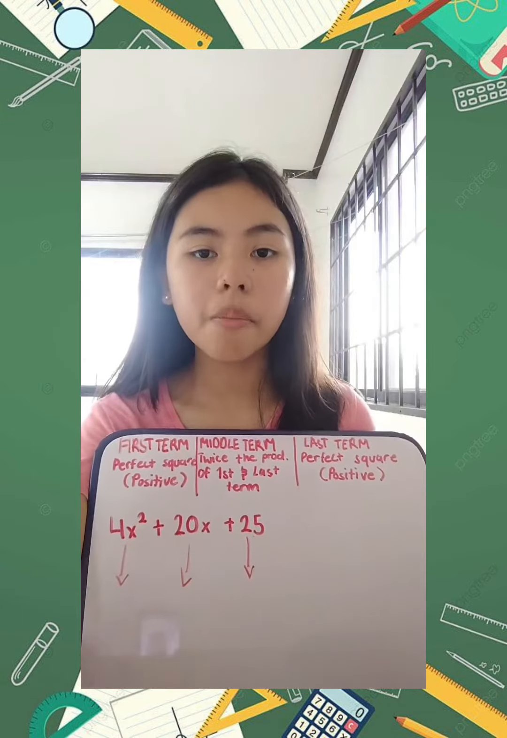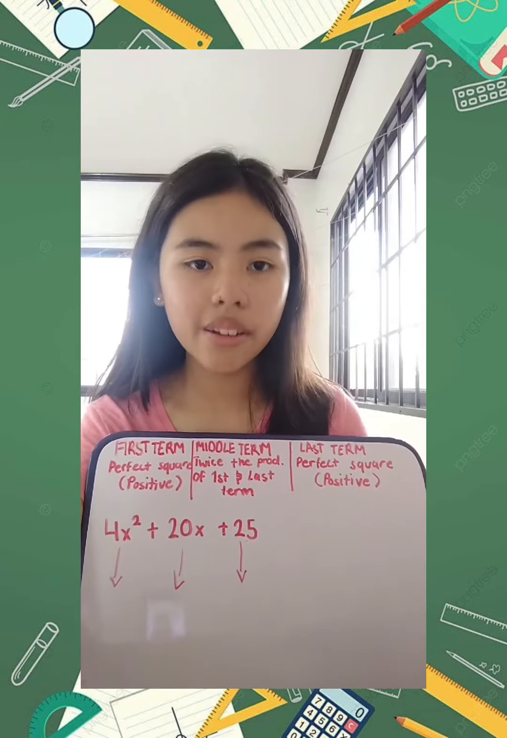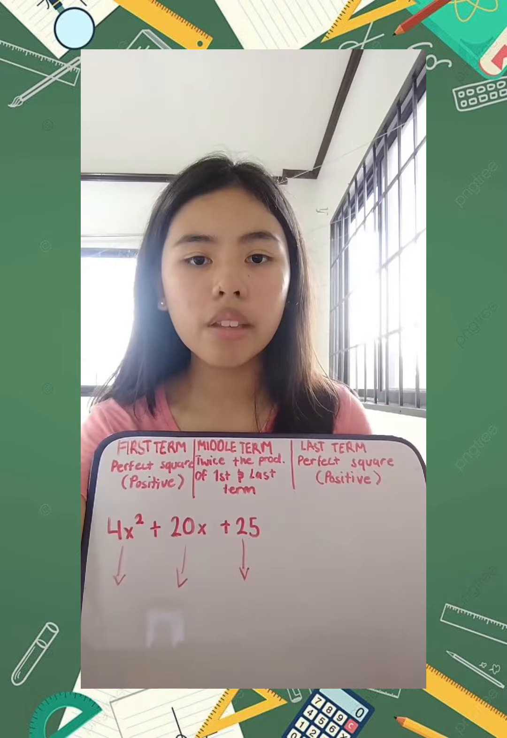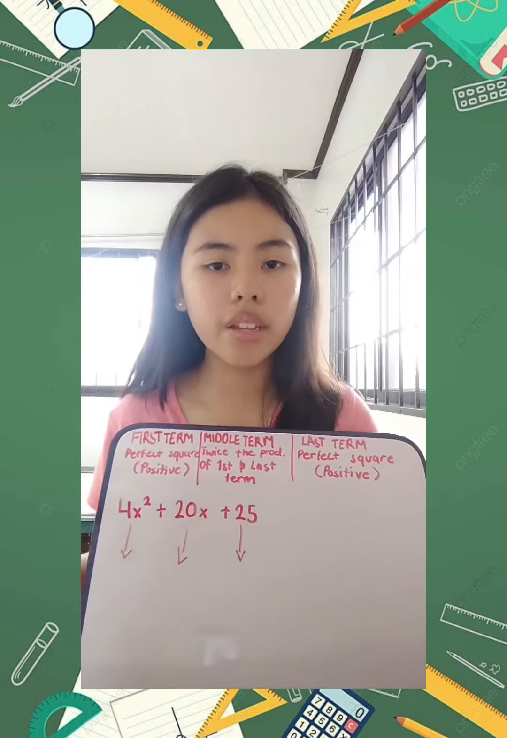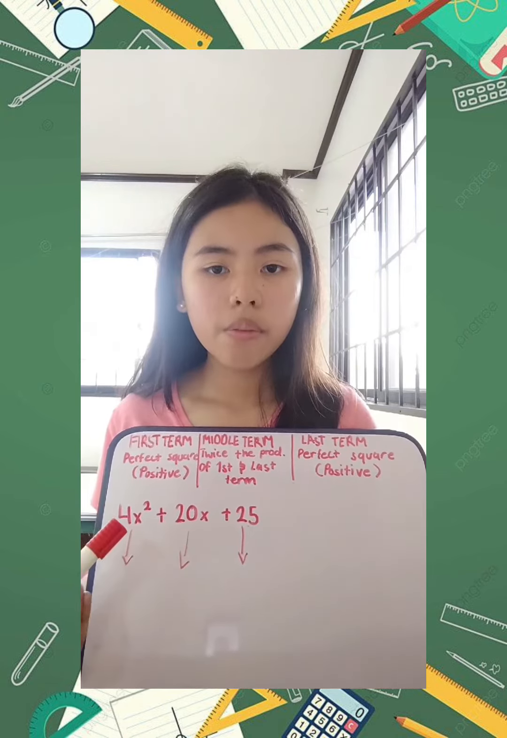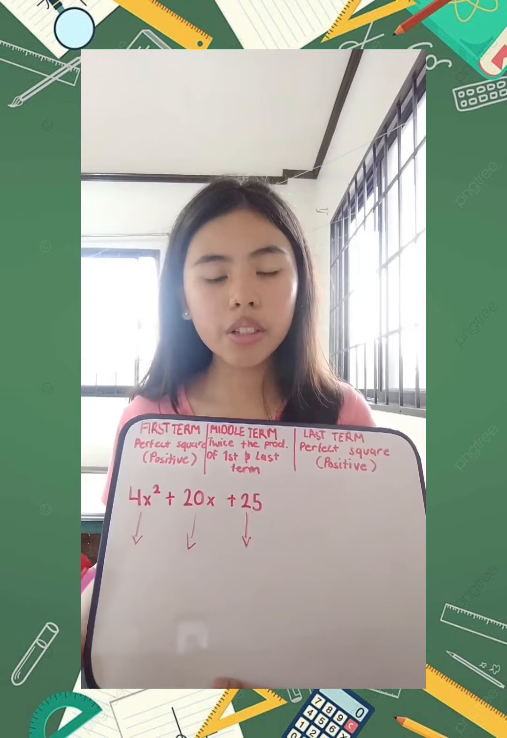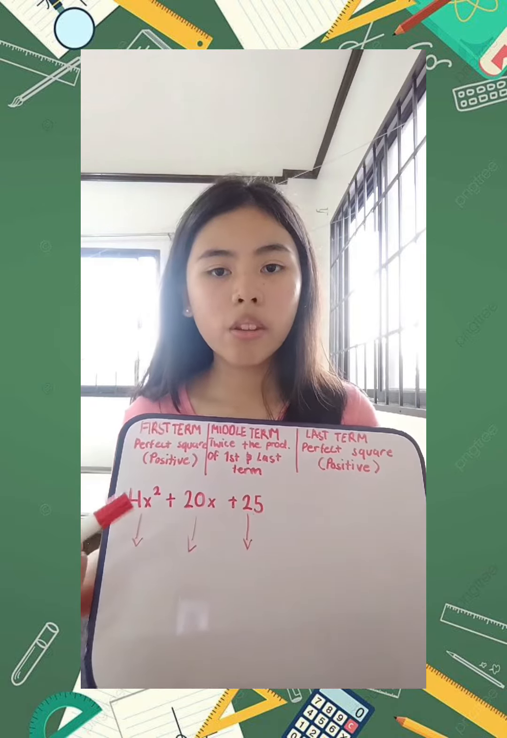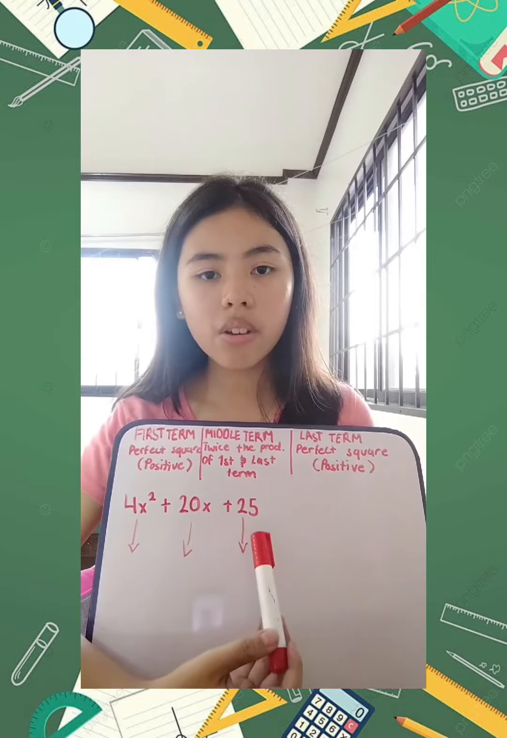Next topic is perfect square trinomials. In perfect square trinomials, the first and last term must be perfect squares and positive, and the middle term is twice the product of the square roots of the first and last term. So let's solve this trinomial so we can check if it's a perfect square trinomial or not. 4x squared plus 20x plus 25. First thing we're going to do is find the square root of the first and last term. The first term's square root is 2x and the last term's is 5.